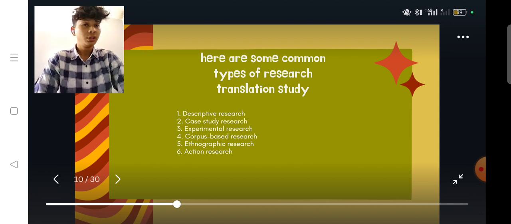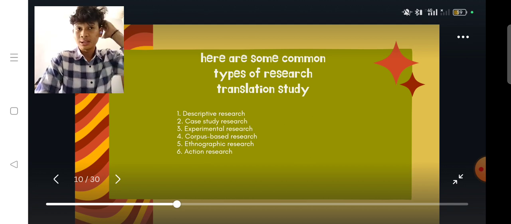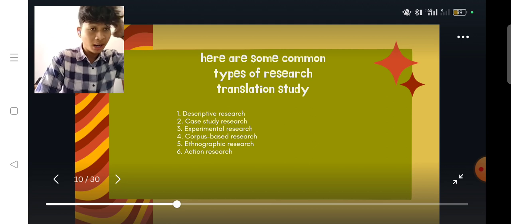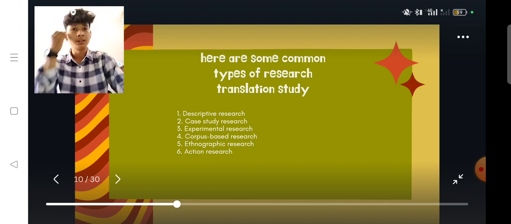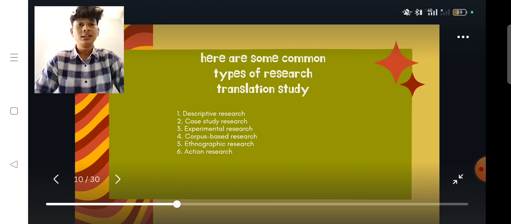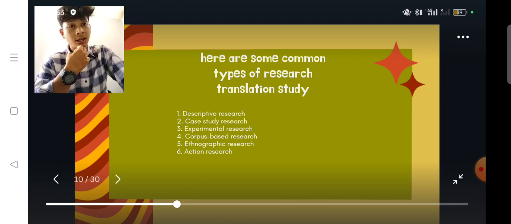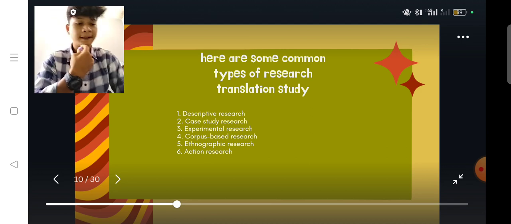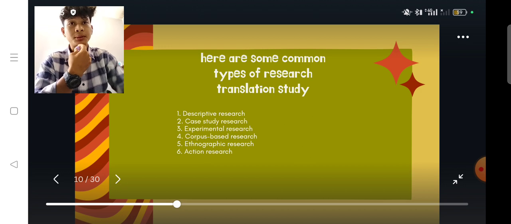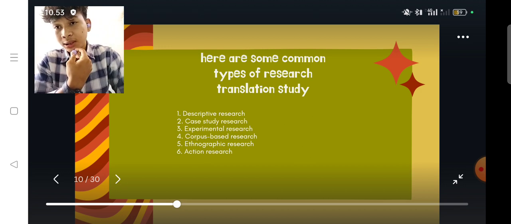And the second is case study research. Case studies involve in-depth analysis of specific translation or interpreting cases, where researchers examine a particular translation or interpreting event, text, or situation to understand its unique characteristics, challenges, and outcomes. Case studies often involve a combination of qualitative and quantitative methods.